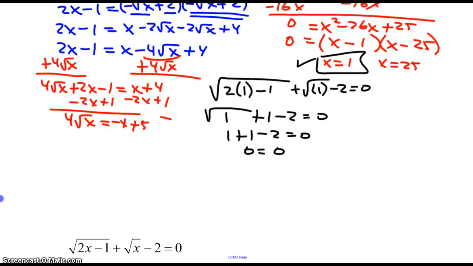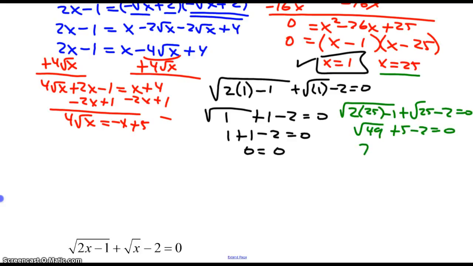Okay, let's try one more. Let me switch colors here. So for this one, and let me do it over here. I have square root of 2 times 25 minus 1 plus the square root of 25 minus 2 equals 0. So that's going to be 50 minus 1 is the square root of 49 plus 5 minus 2. 7 plus 5 minus 2 is 12 minus 2 is 10 equals 2. And that's not a solution. So this one is not a solution. 25 is not a solution.